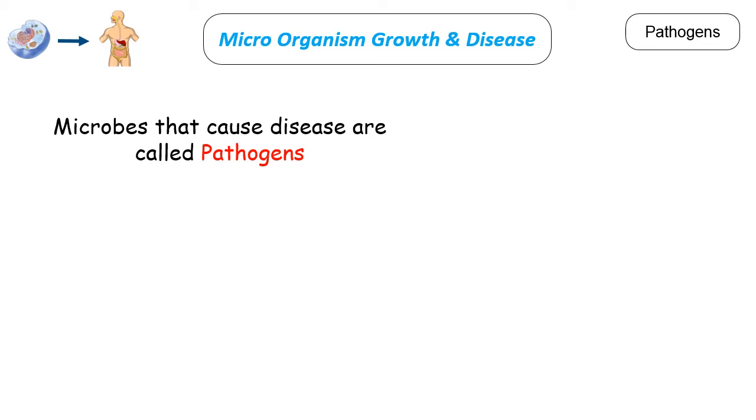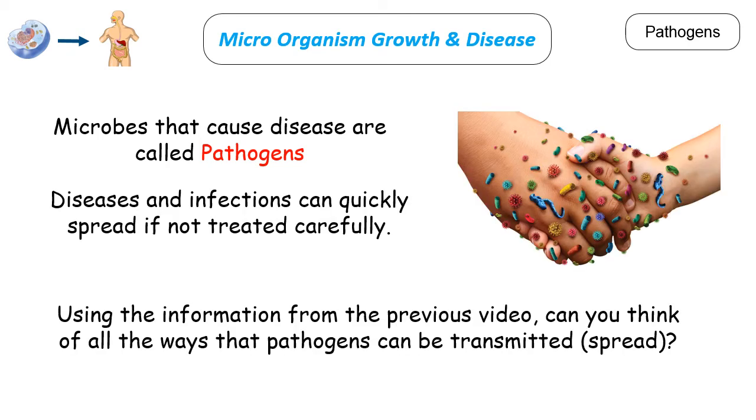So here's our definition of pathogens. Microbes or microorganisms that cause disease are called pathogens. Now, not all microbes cause disease. I know last week there were quite a few answers that came in about the definition of microorganism being something that can cause harm, but not all of them can. But if they do cause harm, we call them pathogens.